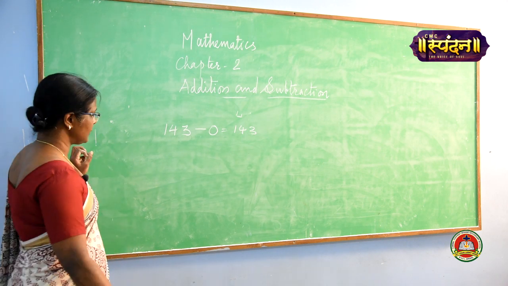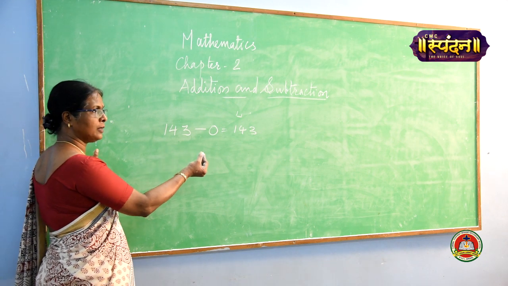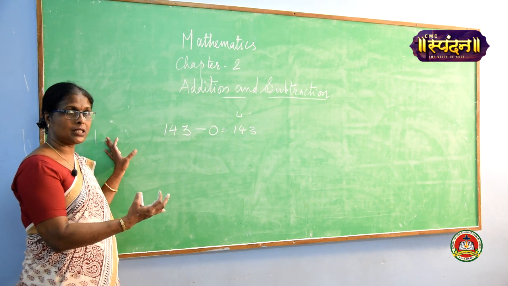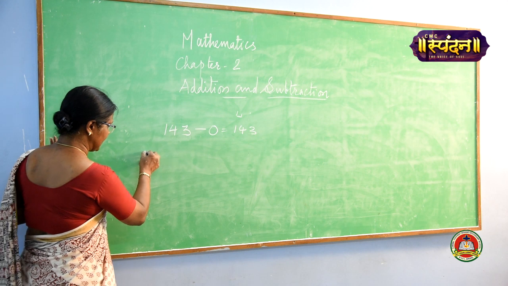The next one is, if 1 is added to a number, you get the next number, and that next number is called the successor of the number. Let me show it by an example.